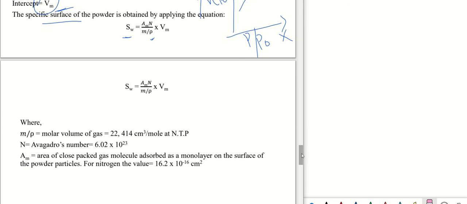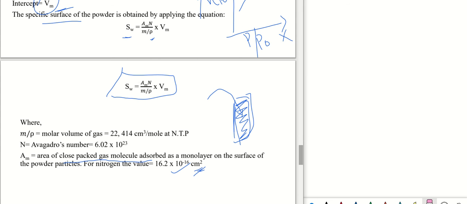So this is a formula used to determine the specific surface area of the powder sample. SW is equal to AM. AM is the area of the close packed gas molecule. Now, this is the powder sample in the chamber and the gas when it is sent. Now AM is the area of the packed gas molecules that has been adsorbed as a layer onto the powder particles. Now this is also specific for specific gases. For nitrogen, it would be 16.2 × 10^-16 cm², the area.